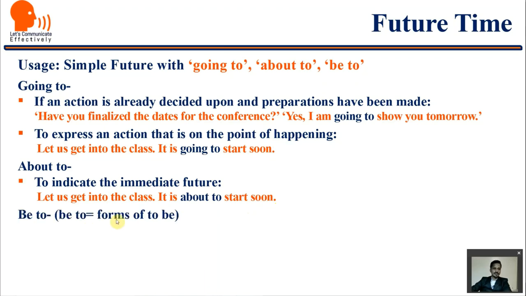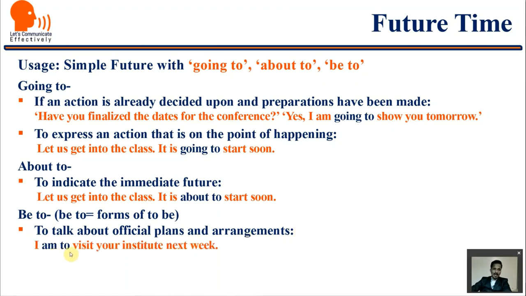B2. So what exactly is B2? It is nothing but forms of to be. How? To talk about official plans and arrangements, we usually use this. And let us understand with the example. I am to visit your institute next week. So here, M2. A form of to be, M with to, is used to indicate simple future time.